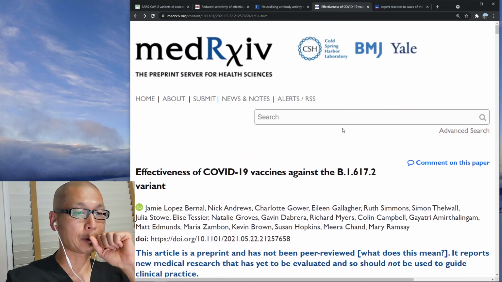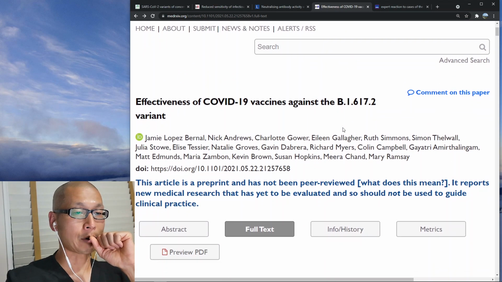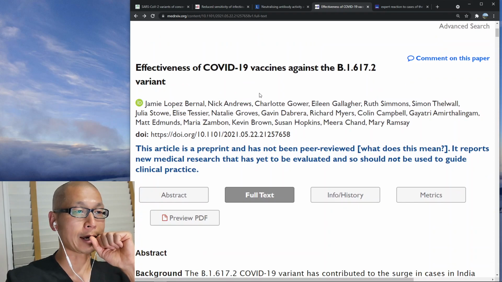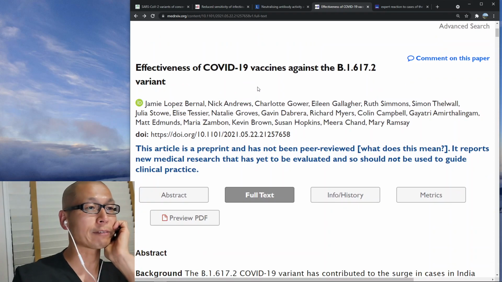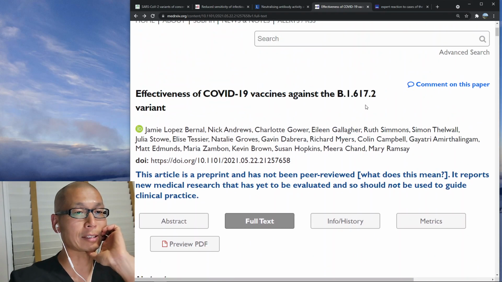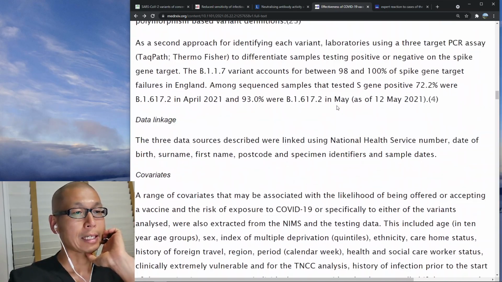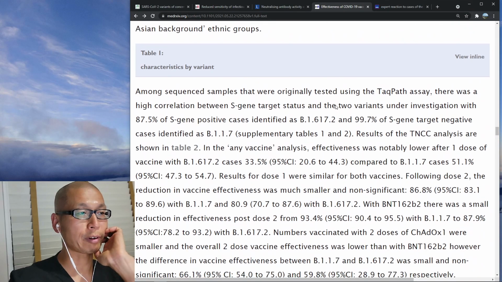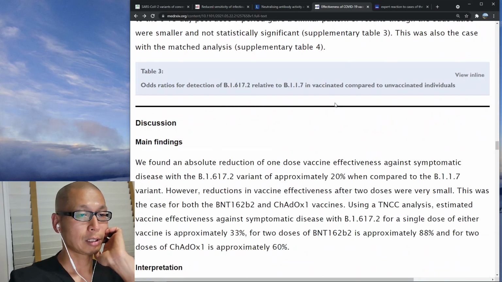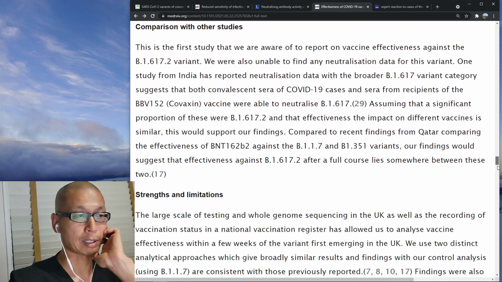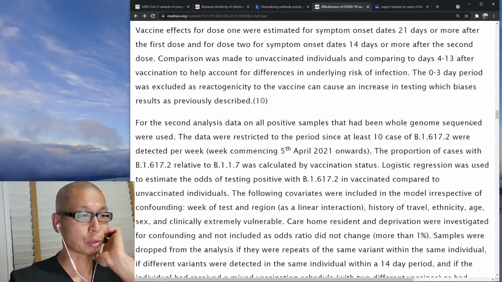This is another paper out of the UK, and this is a pretty important paper. They looked at the effectiveness of COVID-19 vaccines against this Delta variant. And this is pretty interesting: they found that two doses were very effective.